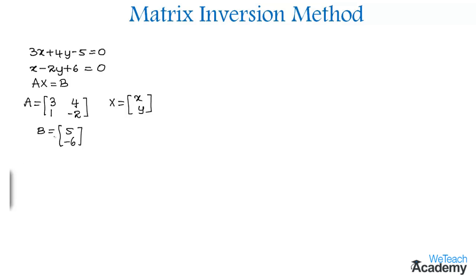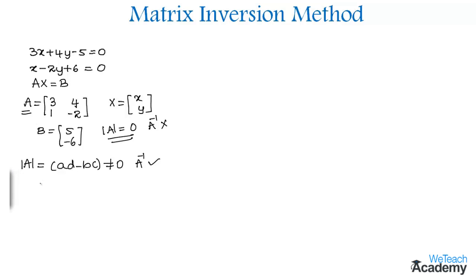Before proceeding to find the solution, we need to check whether the matrix A is a singular matrix. It means if mod A is equal to 0, then note that A inverse does not exist. Suppose the determinant value of A, which is AD minus BC, is not equal to 0, it means A is a non-singular matrix, then A inverse exists.